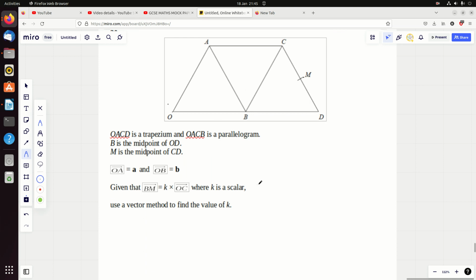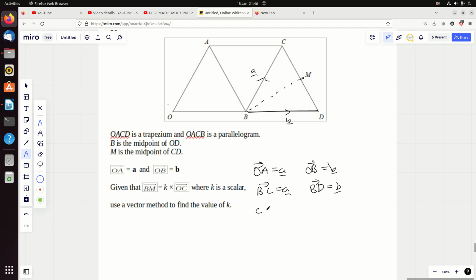So OA is a and OB is b. Okay, right, fine. So to do this, I'm going to find BM first. Yeah. And to find BM, I need to write down a few things. Yeah. Because as this is a parallelogram, we can immediately say, BC equals a as well. And BD is going to be the same as b. Because they're just exactly the same lines. Helpful to write it on the diagram, actually.